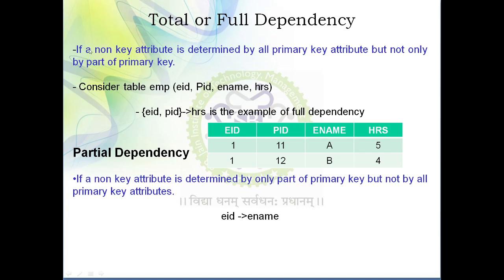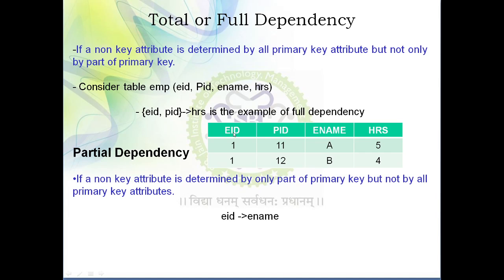Total dependency means that a non-key attribute is determined by all the primary key attributes, not only by part of the primary key. Part of the primary key means what? Suppose I know employee ID, I can easily find the employee name. Here by mistake I have placed the name as B, but the name is A. Suppose I know employee ID is 1, then employee name is A.